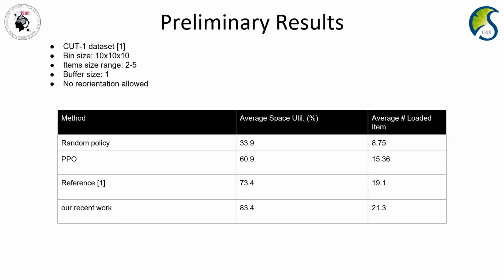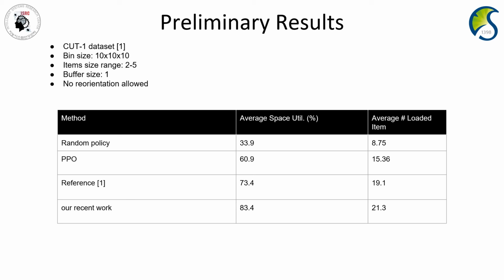In our experiments, we suppose the bin is a 10 by 10 by 10 cuboid, and we use an item dataset with items between size 2 and 5. In this experiment, we assume that the buffer size is 1 and no reorientation is allowed. To measure the performance, we compute the average space utilization and the average number of packed items across multiple episodes.